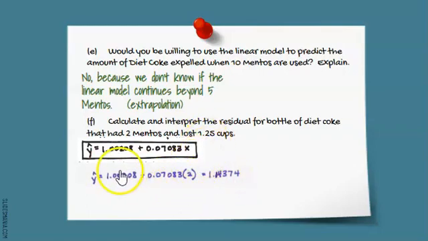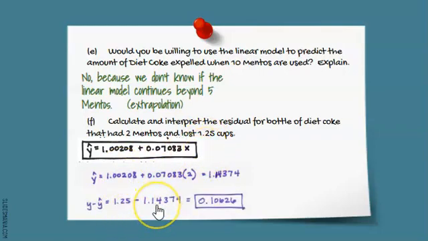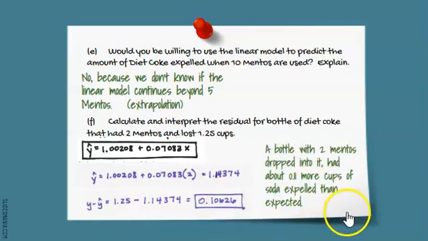Now to find my residual, I'm going to take the actual minus the predicted, and I get this value, 0.10626. So when I interpret this, I would say a bottle with 2 Mentos dropped into it had about 0.11 more cups of soda expelled than we expected. Okay, I can say more cups because it's positive.